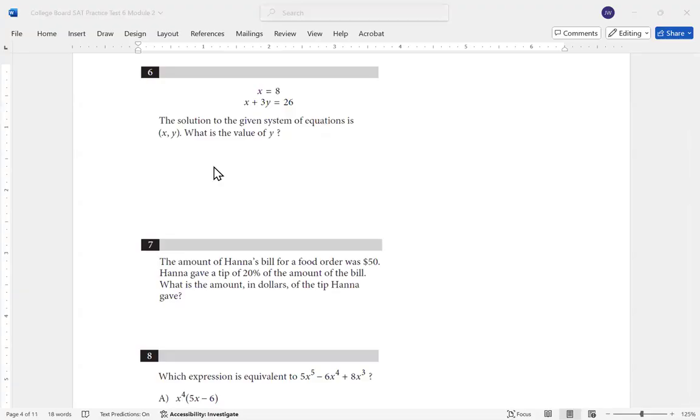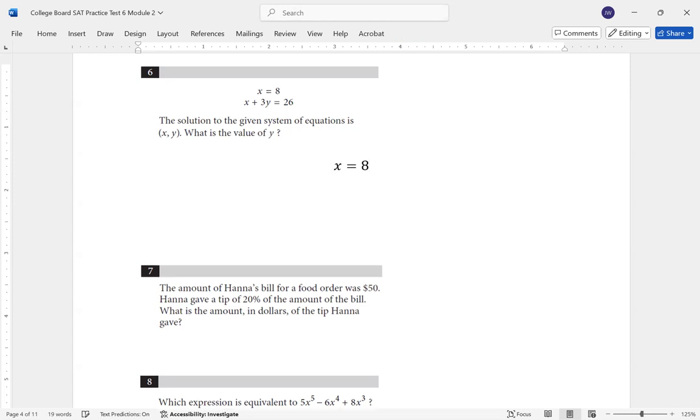Question 6 says, the solution to the given system of equations is x comma y. What is the value of y? The first equation says x is equal to 8. By the way, that would be a vertical line. That's perfectly fine. So in order for this solution to have a system, the x value has to be 8 on this solution. So we need the point 8 comma y, and now we just figure out the y.